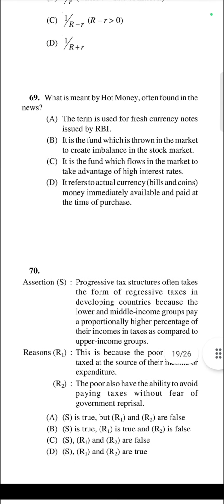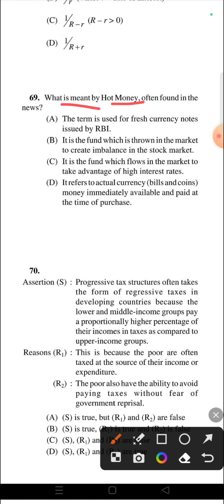Question number 69. What is meant by hot money? Right answer is option C. It is the fund which flows in the market to take advantage of high interest rate.